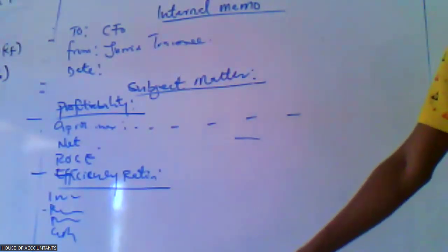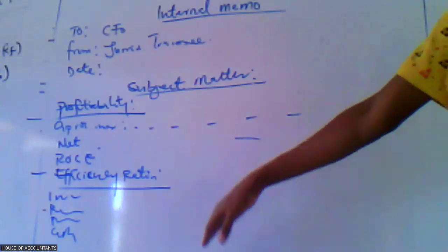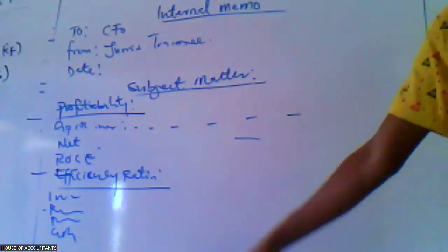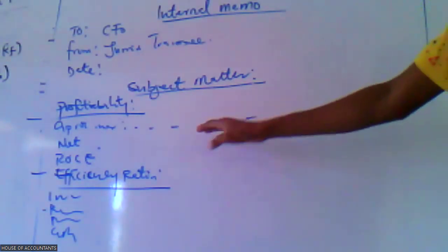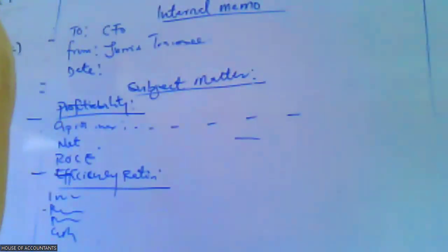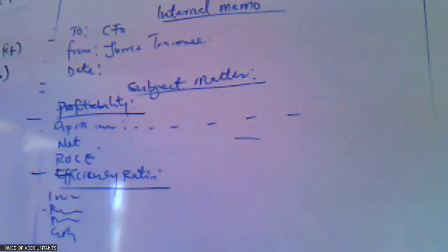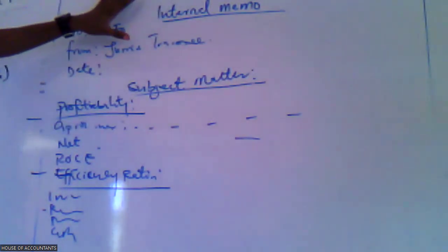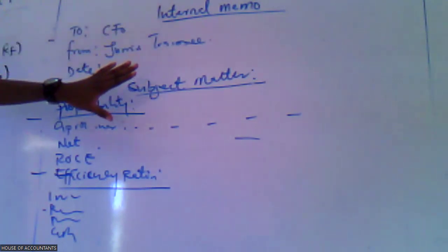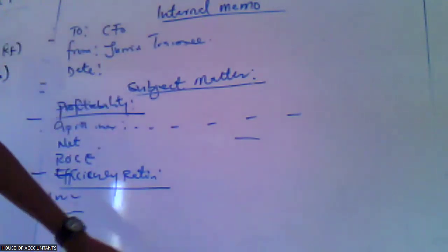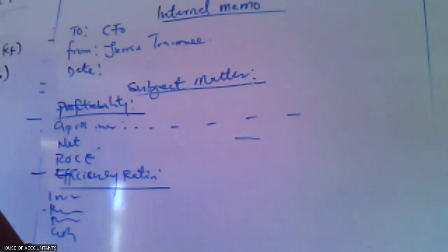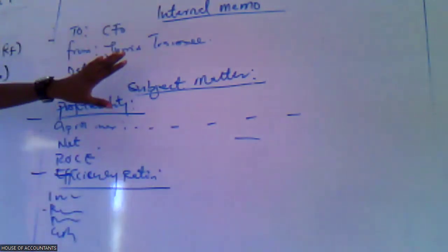Liquidity. You talk about the two ratios you calculated. You go to the gearing, leverage ratios. You talk about the two ratios you calculated. Investor ratios. If they ask you to calculate, you do that one. At the end of the day, you close it. That's the end. This is internal memo. Write your name and your department. That's all.